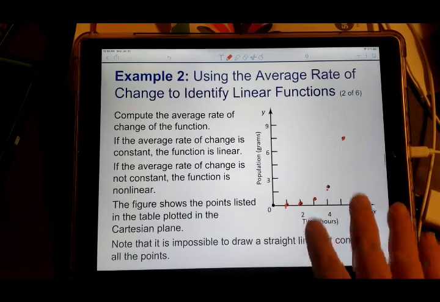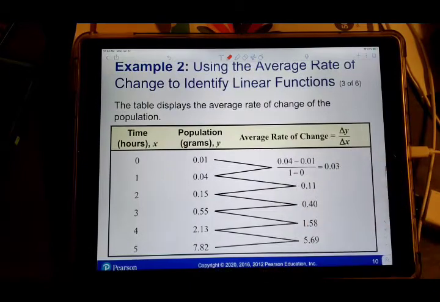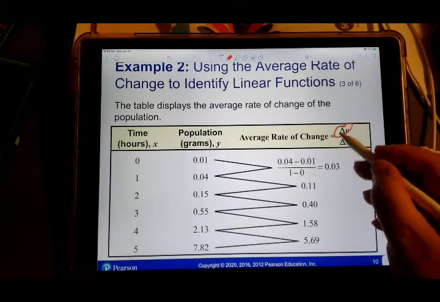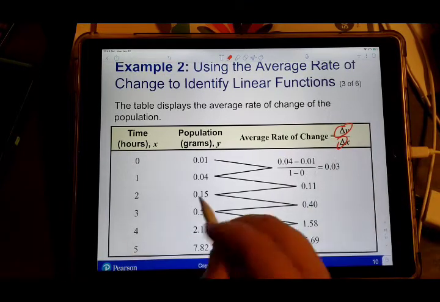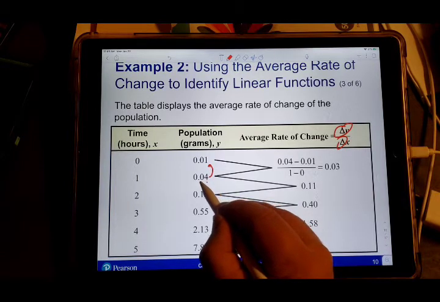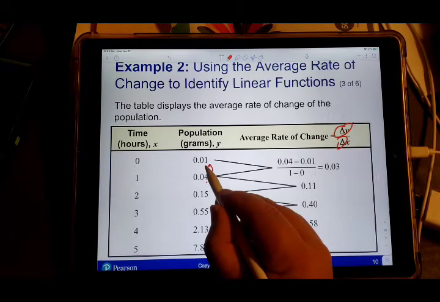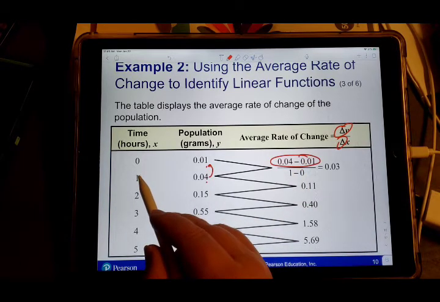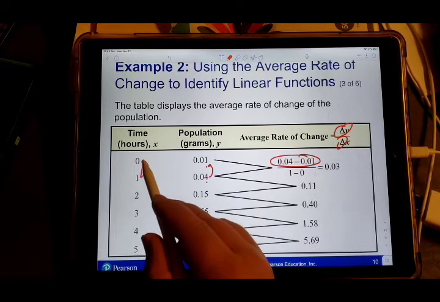And the author says, well, let's prove that. And so the author does the change in y over the change in x. So in other words, the author takes 0.04 and subtracts 0.1. Change in y over the change in x. 1 minus 0.